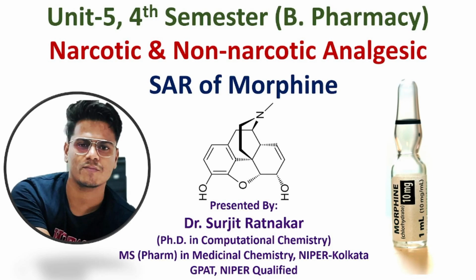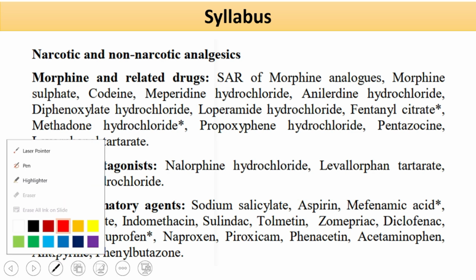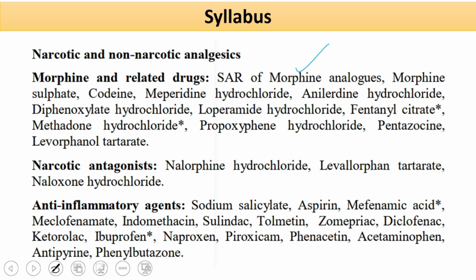I'm going to present Unit 5, 4th semester, B Pharmacy, Narcotics and Non-Narcotic Analgesia, and I will cover the SAR, the structural activity relationship, of morphine. This is the syllabus of B Pharmacy Unit 5, 4th semester, and you can see that in the morphine-related drugs, the SAR is crucial. We have to cover it.